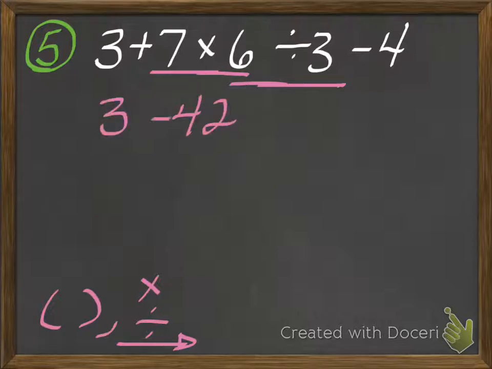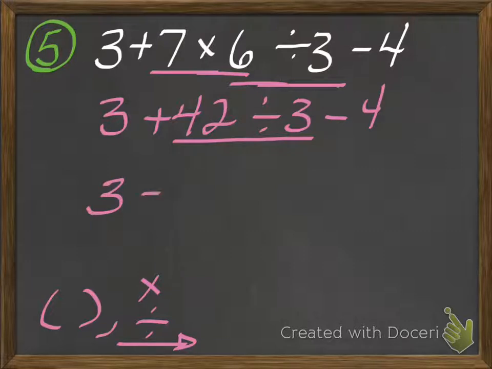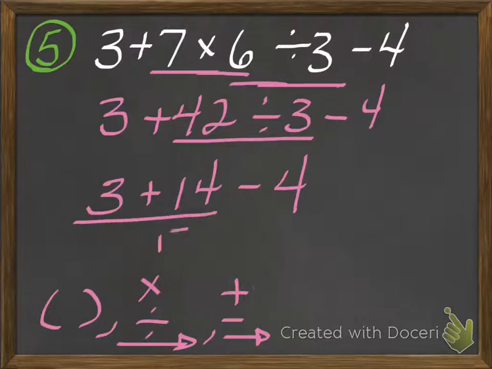Okay, then I have 3 plus 42 divided by 3 minus 4. I'm still doing multiplication and division, so I do this next one. 42 divided by 3 is 14. There we go. And minus 4. Okay, now I can do addition and subtraction from left to right now that I have nothing but addition and subtraction left. 3 plus 14 is 17. So that leaves 17 minus 4, and 17 minus 4 is 13.